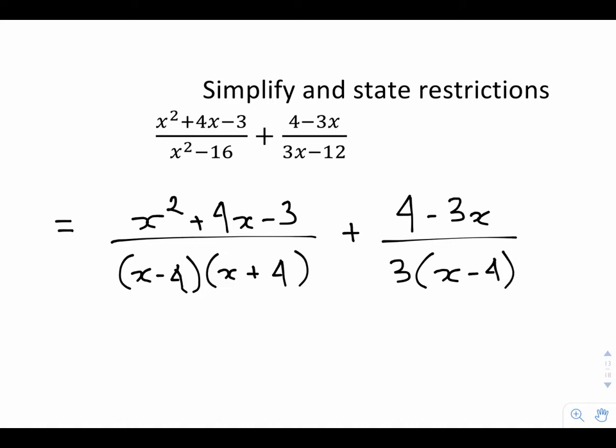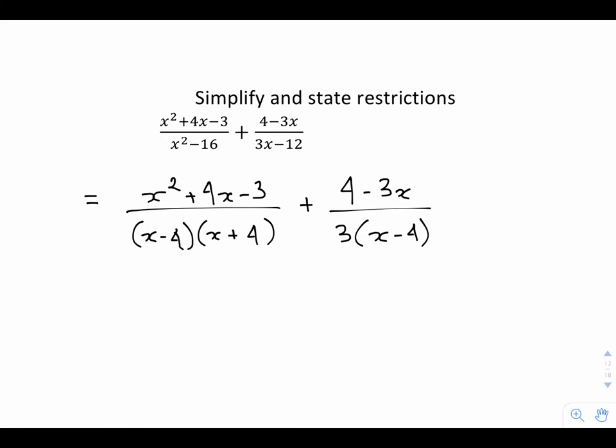So looking here, now remember, I want to add these fractions together. I need a common denominator. My first fraction has this x plus 4, the second one doesn't. The second one has a 3, and the first one doesn't. So I'm going to give each fraction what it needs so that I have a common denominator in both. But before I do that, I'm going to state any restrictions that I have.